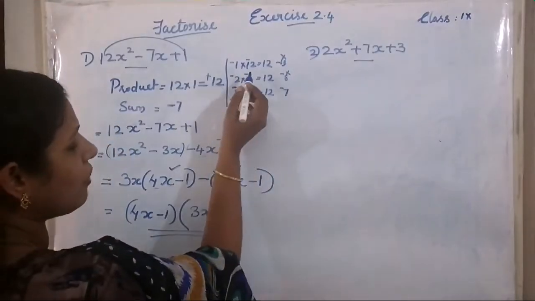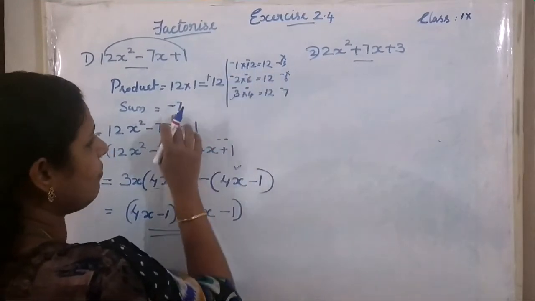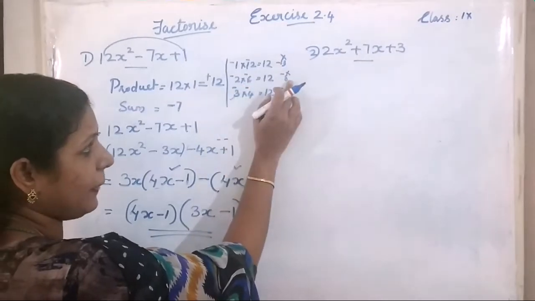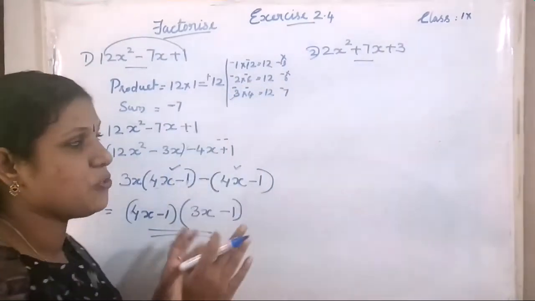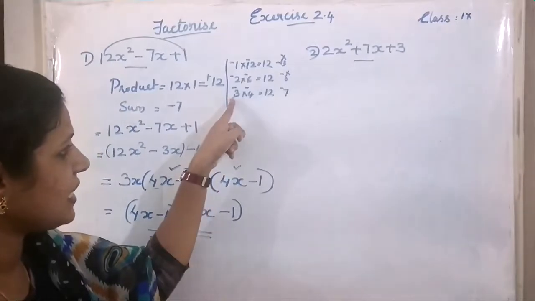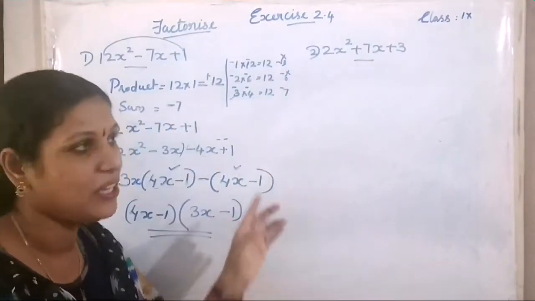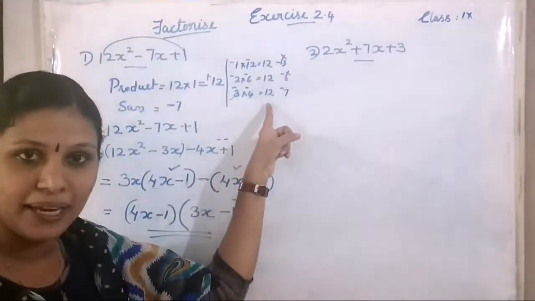Then we add. How to? 12 plus 1 is 13. We need minus 7, so it's not possible. 2 plus 6 is 8, so we need minus 7, so it's not possible. And the last is 3 plus 4 is 7, so minus 7, we need also minus 7. So we select the numbers as minus 3 and minus 4.